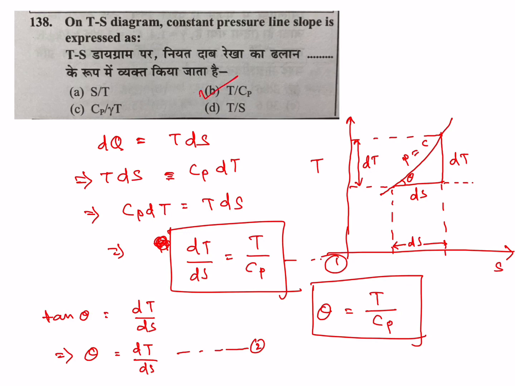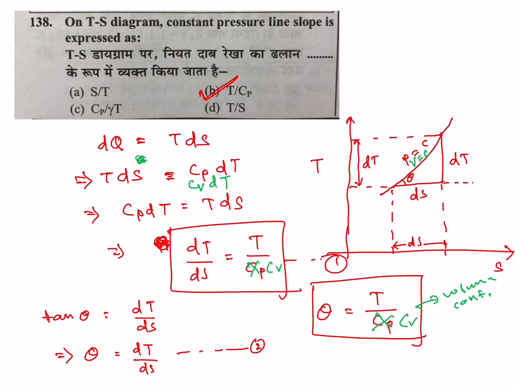And for constant volume process, your dQ will be T dS equal to Cv dT. Then here you will get T by Cv. And final answer, you will get tan theta equal to T by Cv for constant volume process. Constant volume. Both you have to remember.